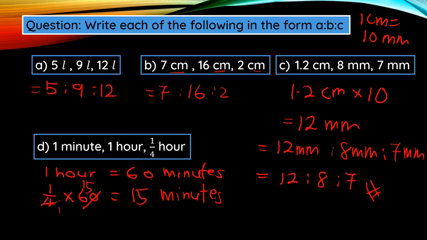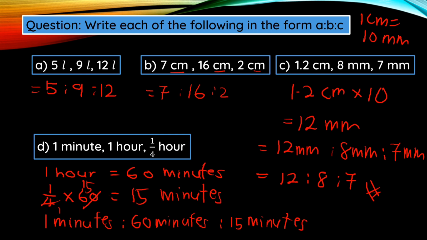Now you get units in minute: 1 minute ratio 60 minutes ratio 15 minutes. Since all units are same, now we can write 1 ratio 60 ratio 15. That is the answer. Do you understand now?